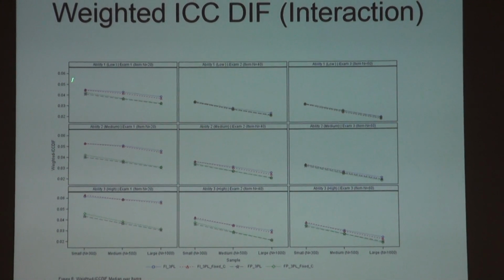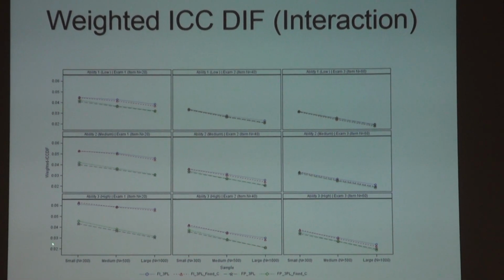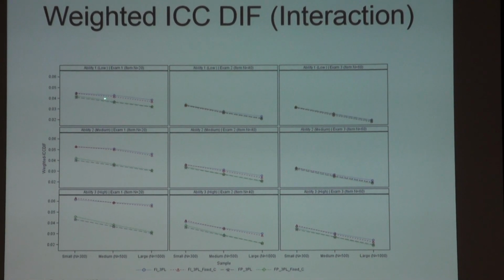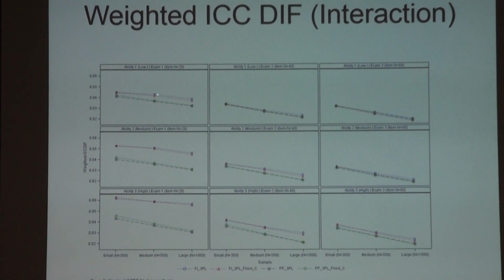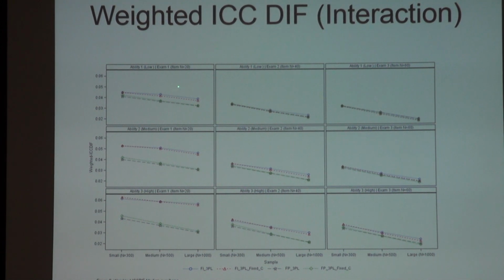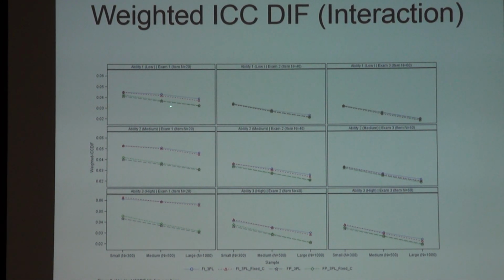So when we look at the short exam, these two on the top are the results for the fixed item parameter estimation calibration method. And then the bottom two lines are for the fixed person calibration approach. So as you can see, as the ability shift is getting bigger, the performance difference between these two calibration methods is getting larger.